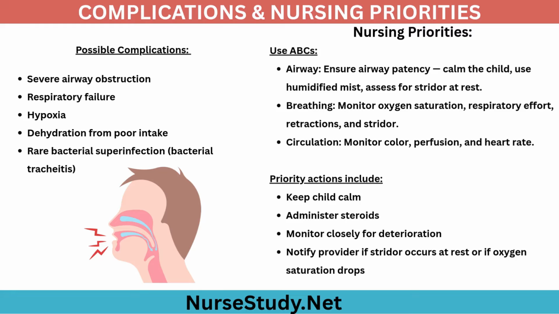Nursing priorities. Use A, B, C's. Airway: ensure airway patency. Calm the child. Use humidified mist. Assess for stridor at rest. Breathing: monitor oxygen saturation, respiratory effort, retractions, and stridor. Circulation: monitor color, perfusion, and heart rate.